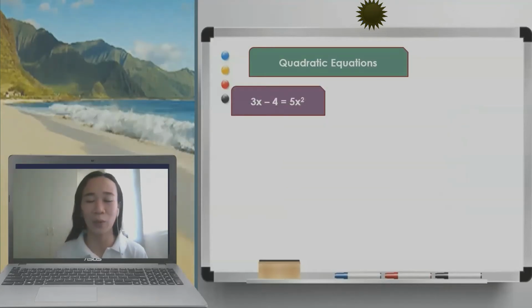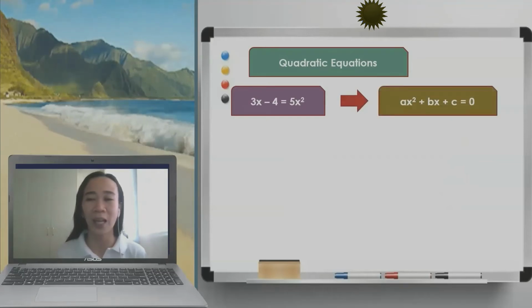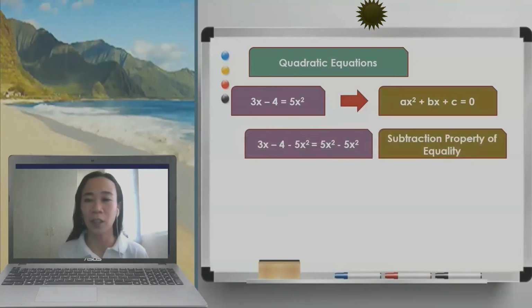Earlier, we had this equation, 3x minus 4 equals 5x squared. How are we going to make this in standard form ax squared plus bx plus c equals 0? First, we will subtract 5x squared on both sides. That is, 3x minus 4 minus 5x squared is equal to 5x squared minus 5x squared. In this part, this will become 0.